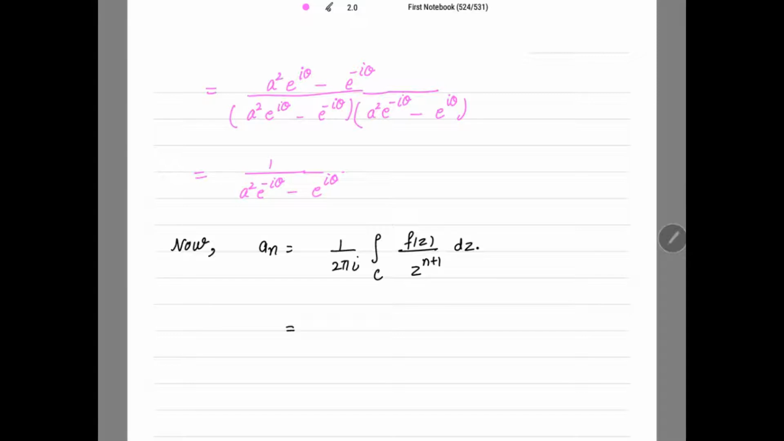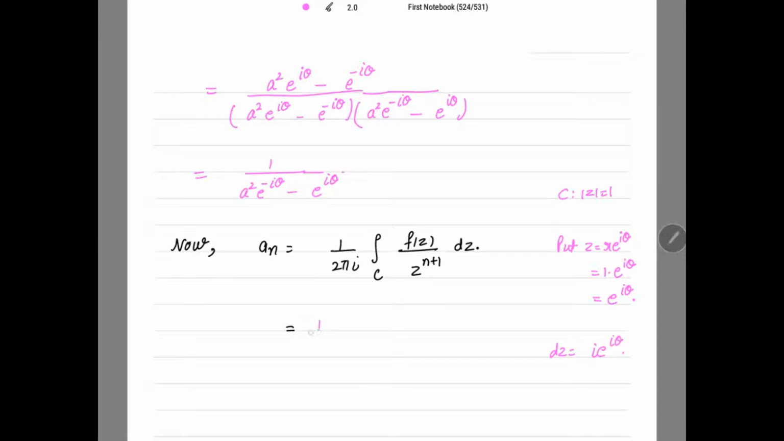Now I am putting this value of f(z) in this a_n and putting z equal to r e to the power iota theta in polar form. And I know that my radius is given to be 1, because what is the circle? It is mod z is equal to 1. So radius is 1, hence z is e to the power iota theta, right? And dz will be iota e to the power iota theta.